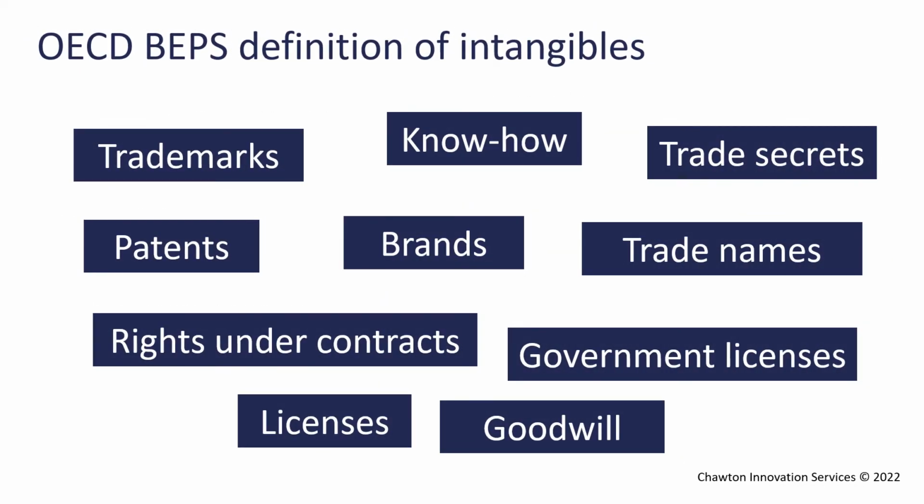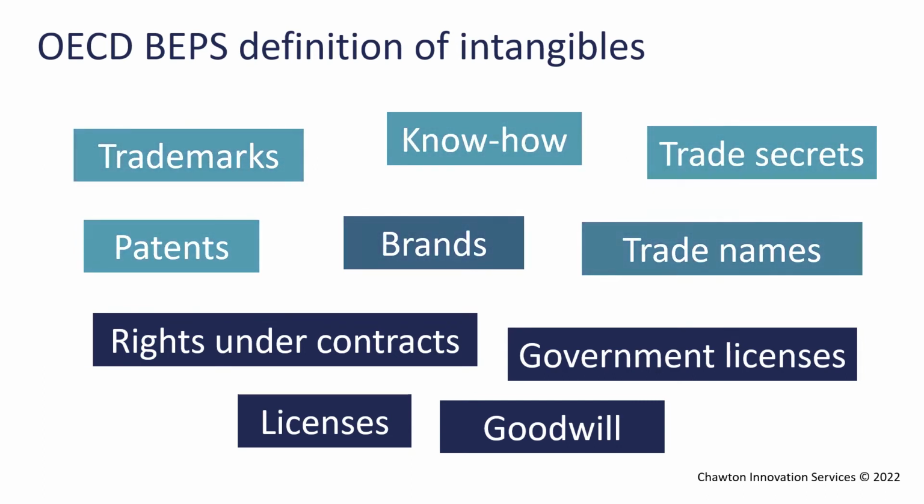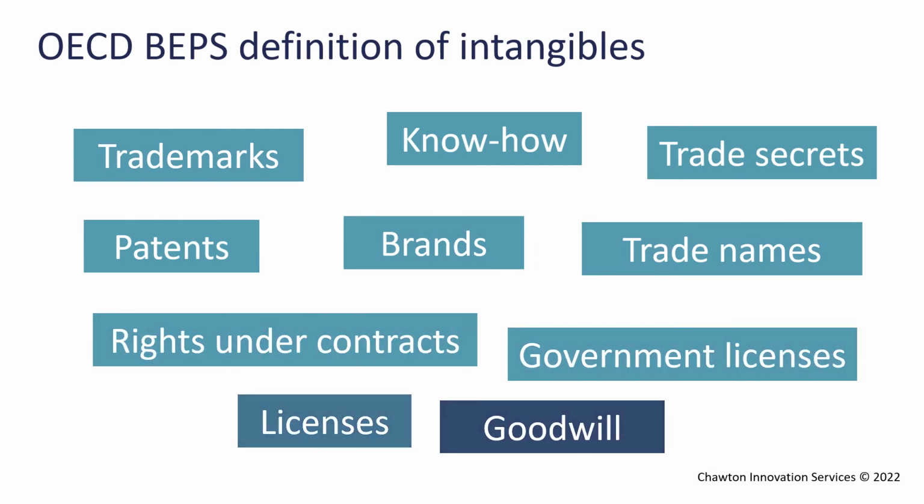The OECD guidelines define intangible assets as including the following categories: patents, know-how and trade secrets, trademarks, trade names and brands, rights under contracts and government licenses, licenses and goodwill. It is worthwhile noting the OECD BEPS defines intangible assets in broad terms and does not limit it to registered forms of intellectual property like patents and trademarks.